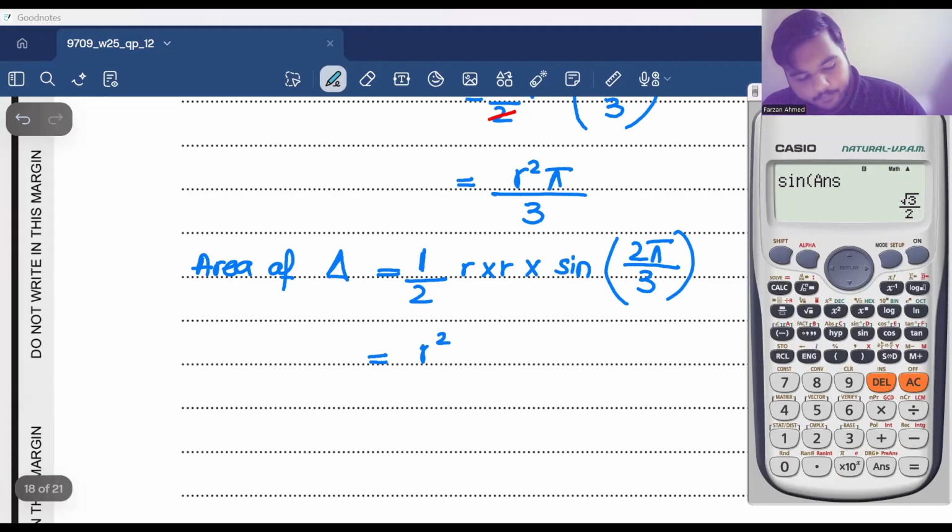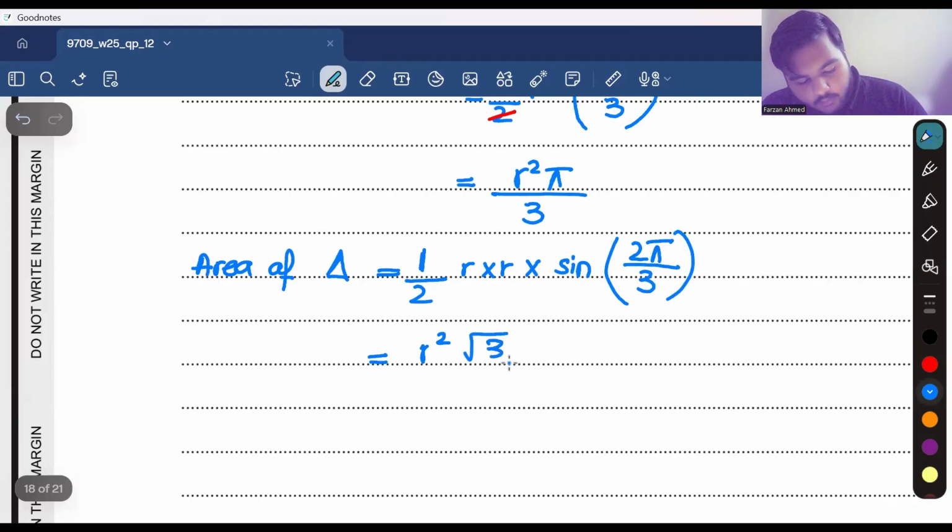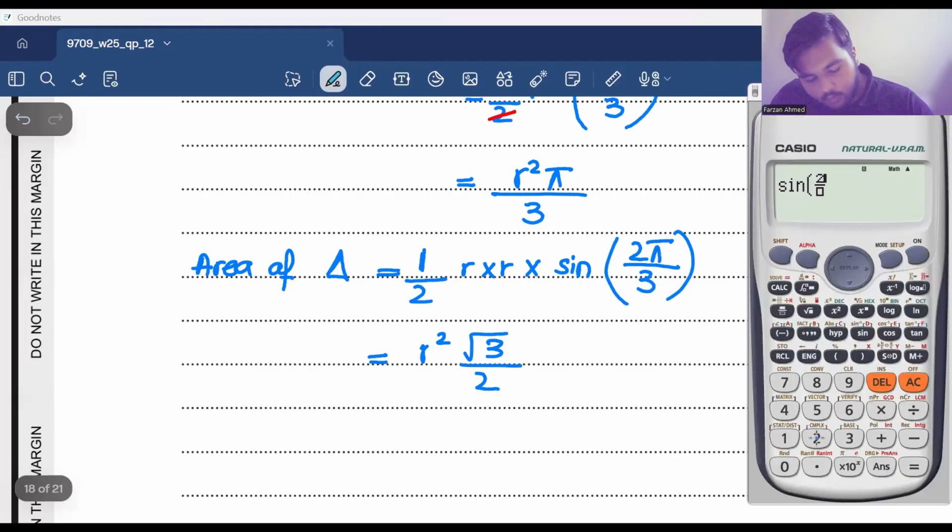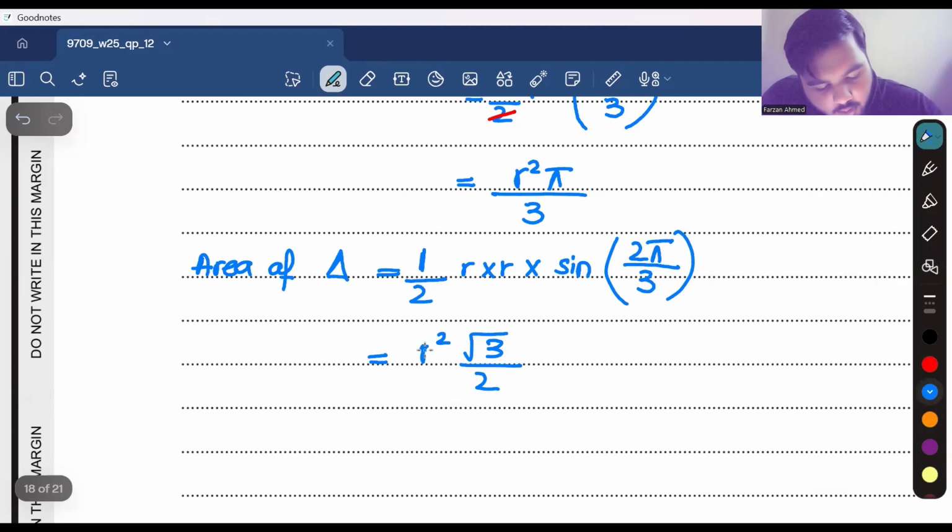Okay, square root of 3 upon 2 is the sine. Okay, so wait, I am also checking: sine 2 pi upon 3 is, yes, square root of 3 upon 2. So this is the area of the triangle.